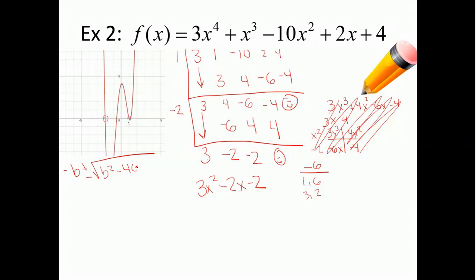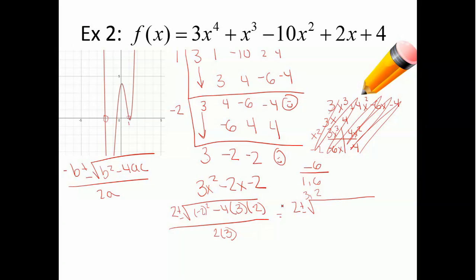The quadratic formula. Negative b plus or minus the square root of b squared minus 4ac all over 2a. So negative b, negative 2, so I got a positive 2, plus or minus the square root. B squared, negative 2 squared, minus 4 times my a times my c, all over 2 times my a. So I got 2 plus or minus the square root of 4. Negative 4 times 3 is negative 12, times a negative 2 is a positive 24, all over 6. 4 plus 24 is 28.